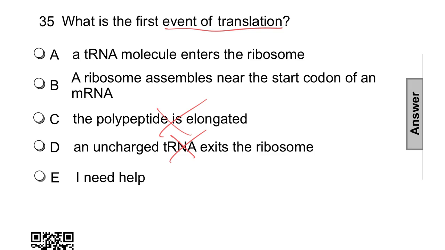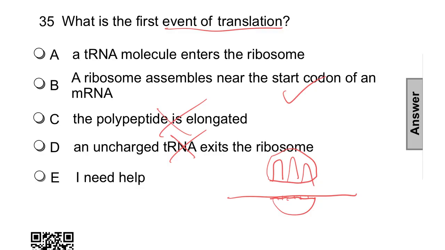Okay, I agree with that. A tRNA molecule enters the ribosome. No. First mRNA has to be there. The mRNA has to connect to the small subunit of the ribosome first, before a tRNA enters the ribosome.